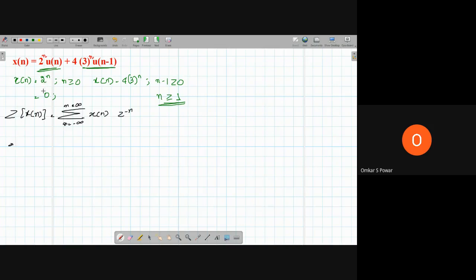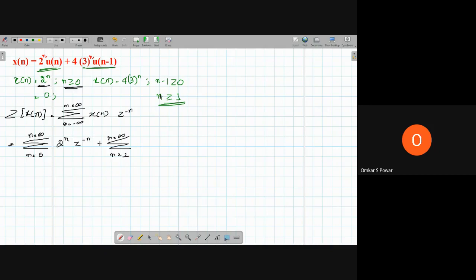So what is our first term here? It varies from 0 to infinity, it is 2 to the power of n. So term by term we will go. So your first term is n varies from 0 to infinity, so your x of n is 2 to the power of n into z to the power of minus n, plus your second term summation n varies from 1 to infinity.